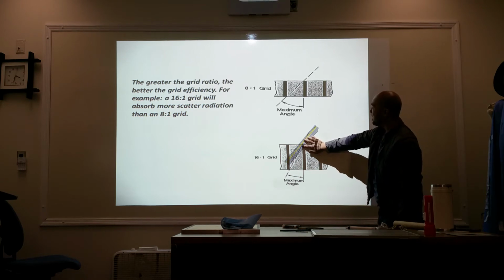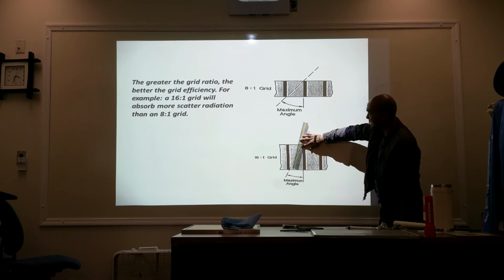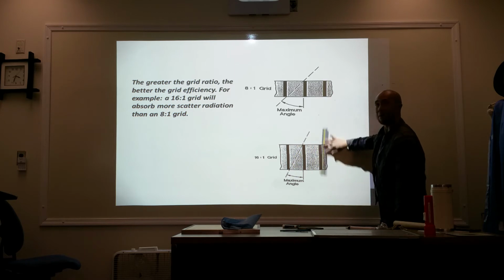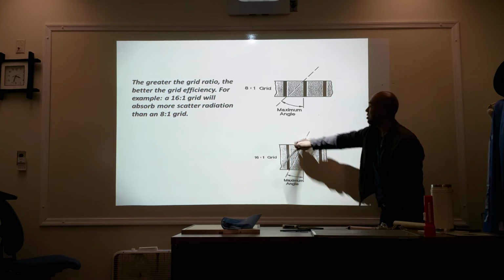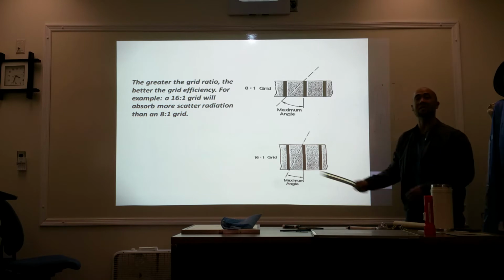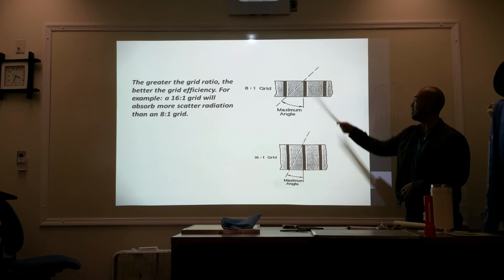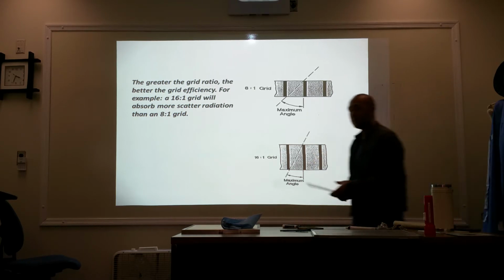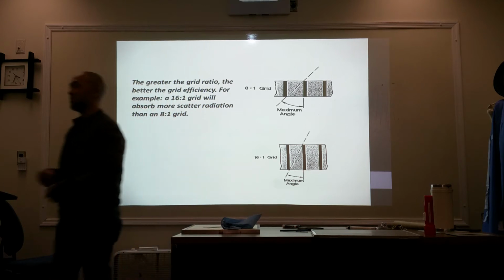So in other words, you need a photon that's more straight for it to bypass the lead strips. So something that has a 16:1 grid ratio has a better cleanup efficiency than the one that is 8:1. I'm going to be sharing with you the pros and cons here in just a moment.